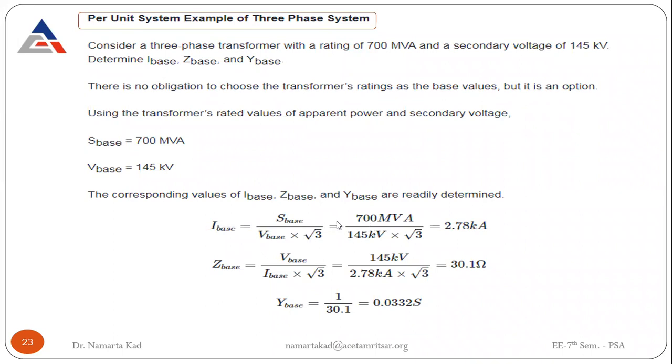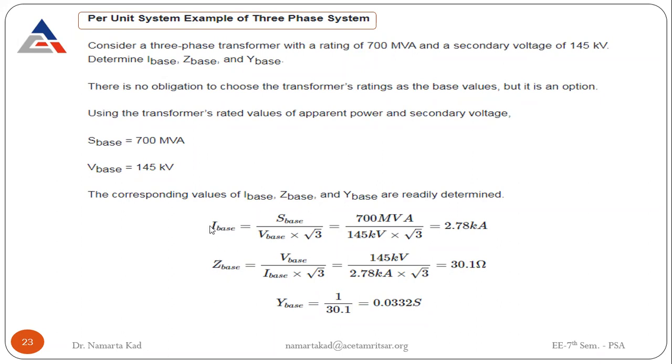And just put down the values. S base is 700. V base is 145 into root 3. This will give you this answer. This is the answer for the base value of the current. And similarly Z base is equal to V base divided by I base into root 3. Just put down the formulas and values. You get 30.1 ohms.